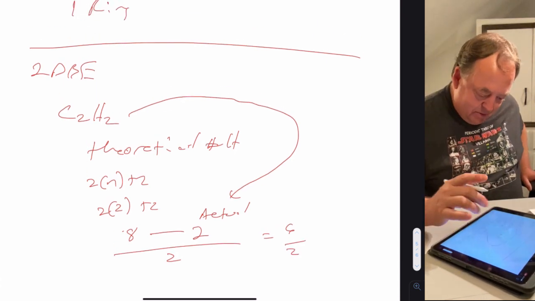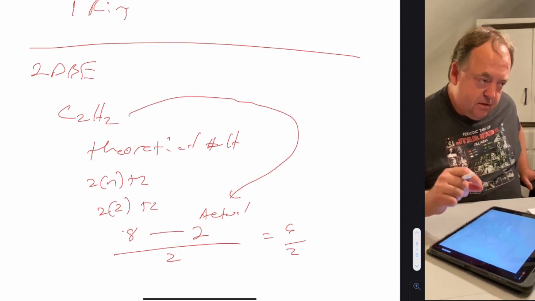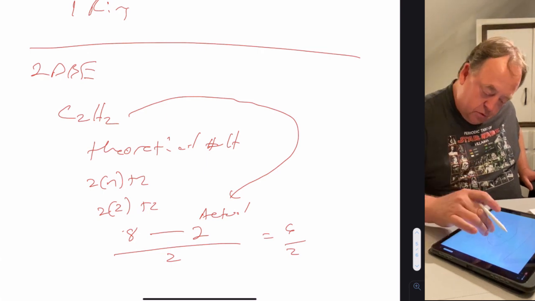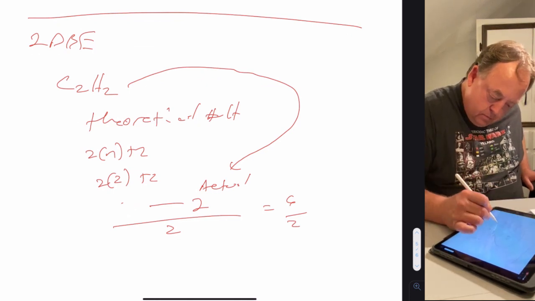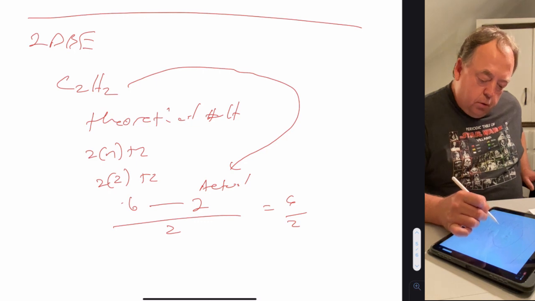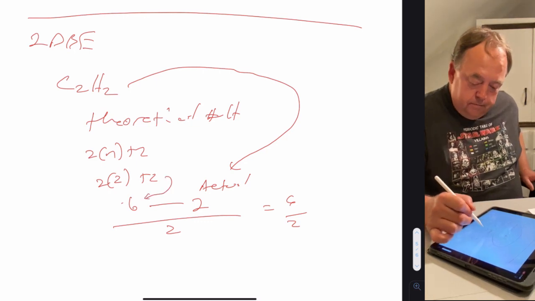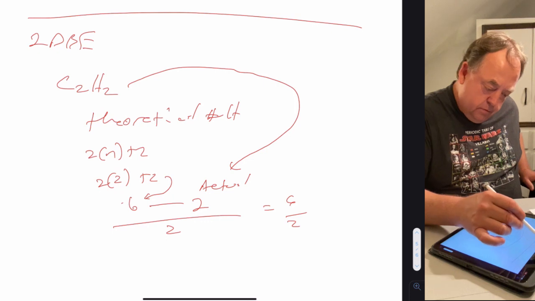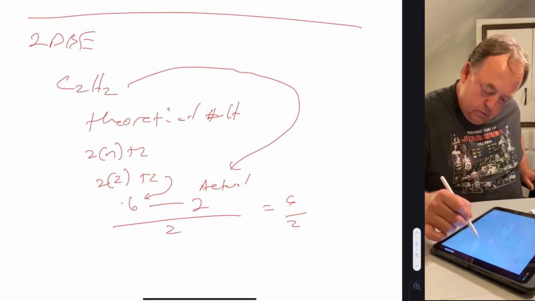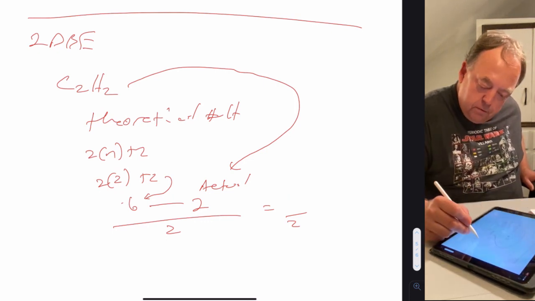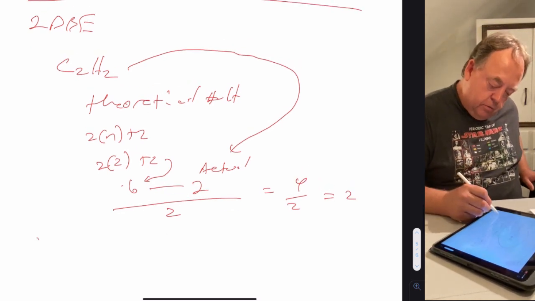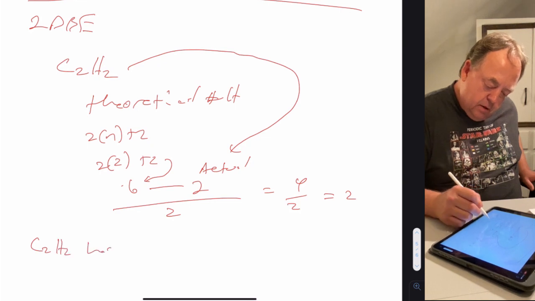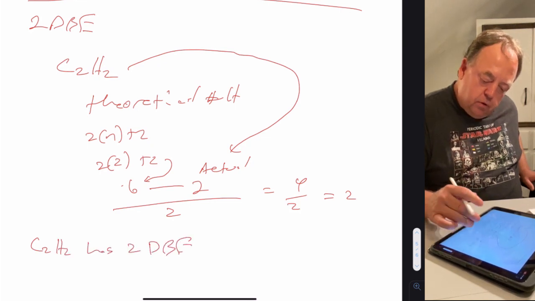Am I doing my math wrong? C2H2. 2 times 2 is 4, plus 2 is 6. Right, 2 times 2 is 4, plus 2 is 6, minus the actual number, which is 2. So 6 minus 2 is 4, divided by 2 is 2. So C2H2 has two double bond equivalencies.